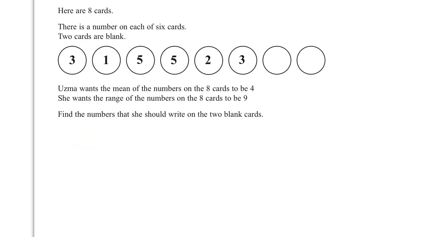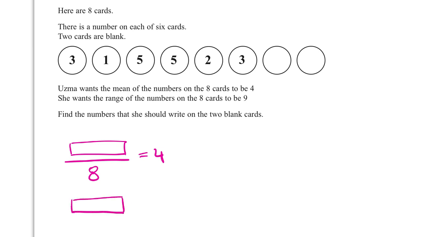Here are 8 cards. There is a number on each of the 6 cards. 2 cards are blank. I don't know how to pronounce this name. Uzma wants the mean of the numbers on the 8 cards to be 4. Okay, what does that translate to into an equation? If we want the mean of the 8 cards to be 4, that means the sum of all 8 cards divided by 8 must equal 4, right? That's what that means. So what does the total of that should be? What should they all add up to then? 32, because 8 times 4 is 32.